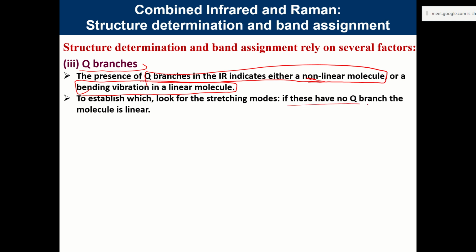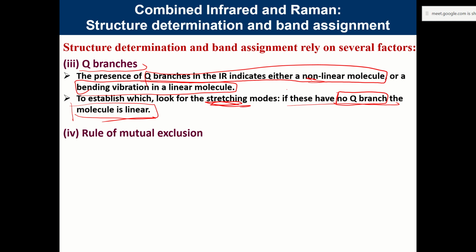If these have no Q branches, the molecule is linear. This is very straightforward: the molecule is linear if no Q branch appears in the stretching mode. Look at the stretching mode: the stretching mode will be on the higher frequency side, the bending mode lower. So first you look at the stretching modes, and if there is no Q branch, then the molecule is linear. Generally this is the thing that you have to consider.